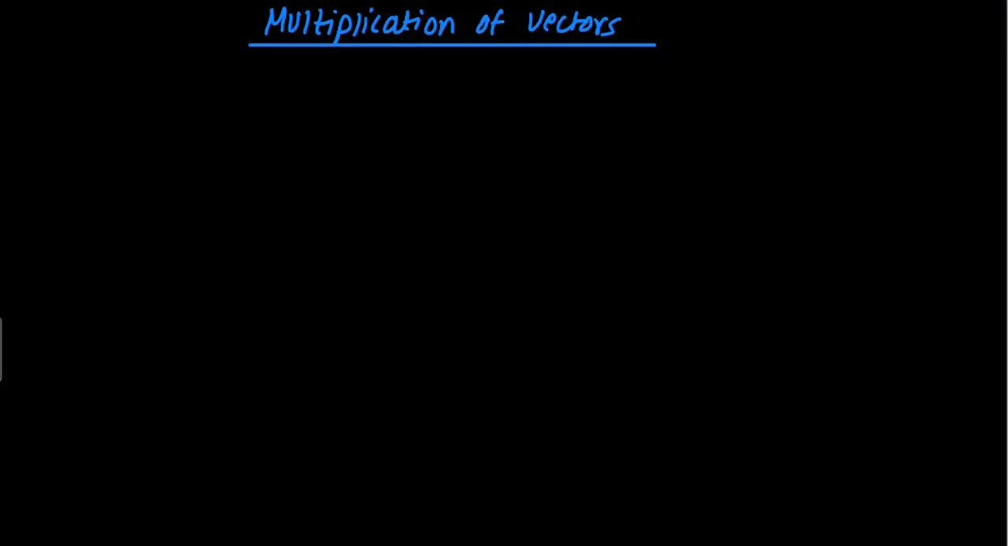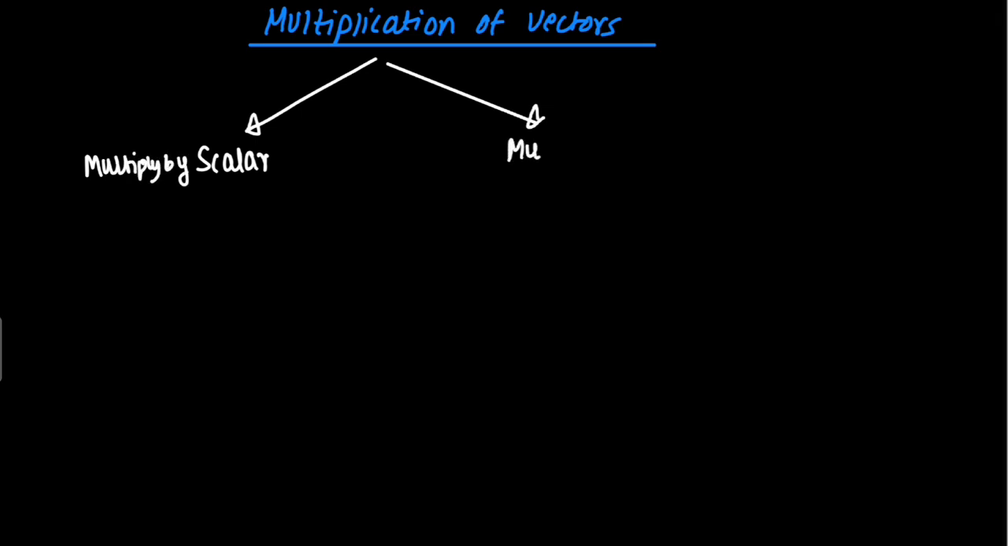So now let's talk about the multiplication of vectors. There are two types of multiplication that you can talk about. One of them is the scalar multiplication, that is you multiply a vector by a scalar. Let's write that down. And then you multiply a vector by a vector.